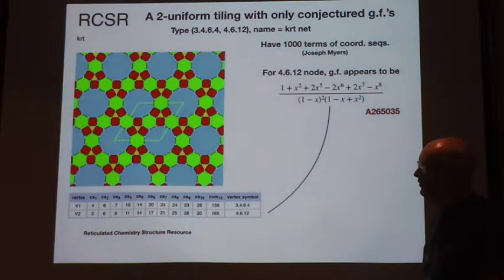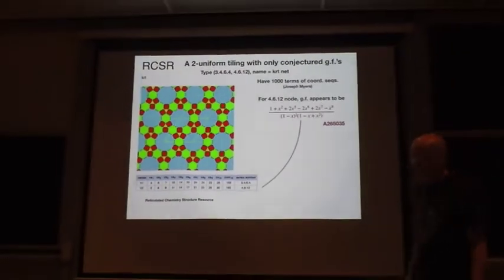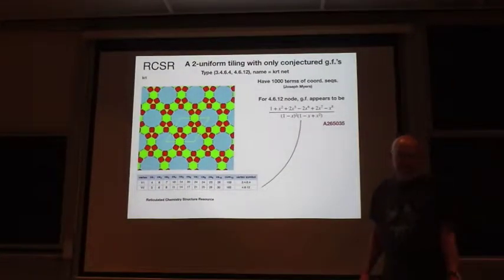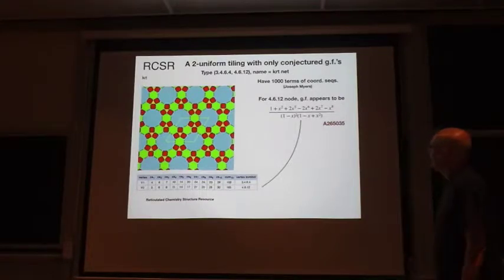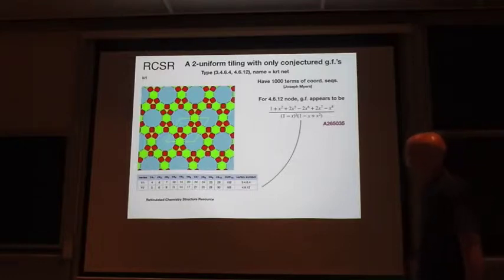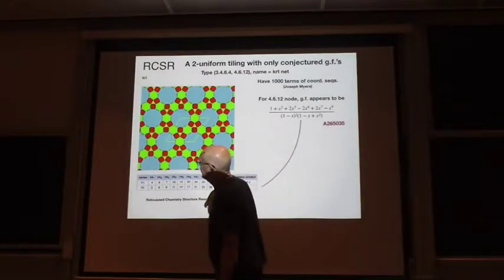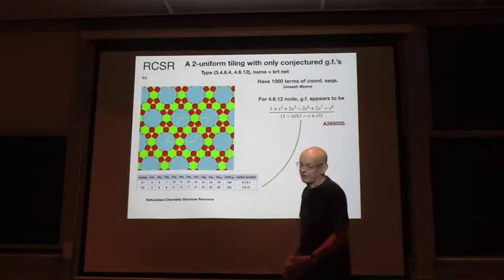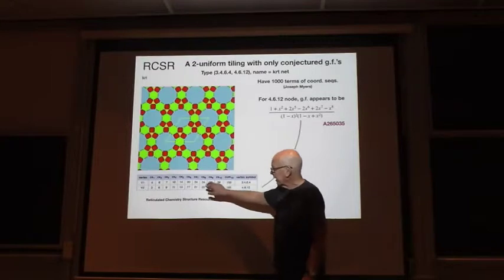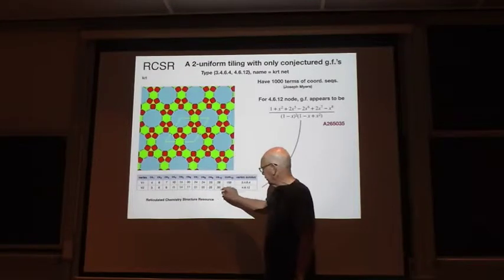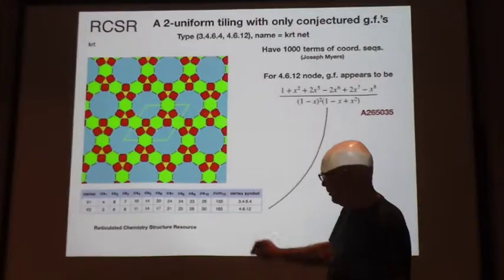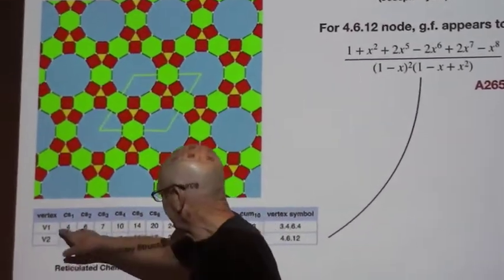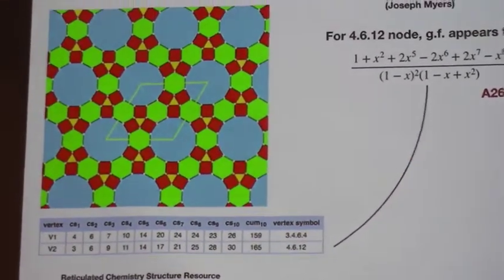There's a database called the RCSR, the Reticular Chemistry Structure Resource, which has thousands of nets and crystals in 2 and 3 dimensions. So here's an example called the krt net. And that's what it looks like. If you look it up in the RCSR database, it will give you the 2 coordination sequences, the first 10 terms. There are 2 kinds of vertices, but it doesn't give formulas.